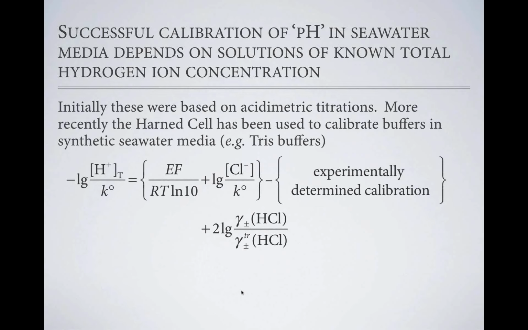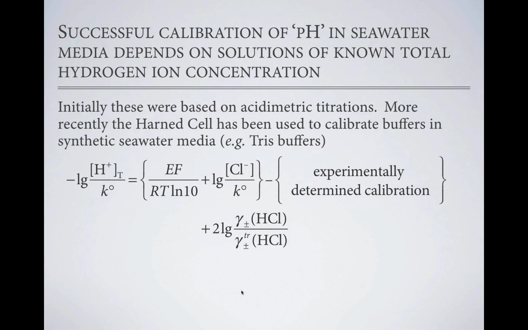Now, there are two ways of doing this. One, these are based on acidometric titrations. That's similar to the sodium chloride in that for each amount of HCl you add just to pure medium, you can make an estimate of what the hydrogen ion concentration is. And if you know roughly what that equilibrium constant K is, it's actually a very, very good estimate.